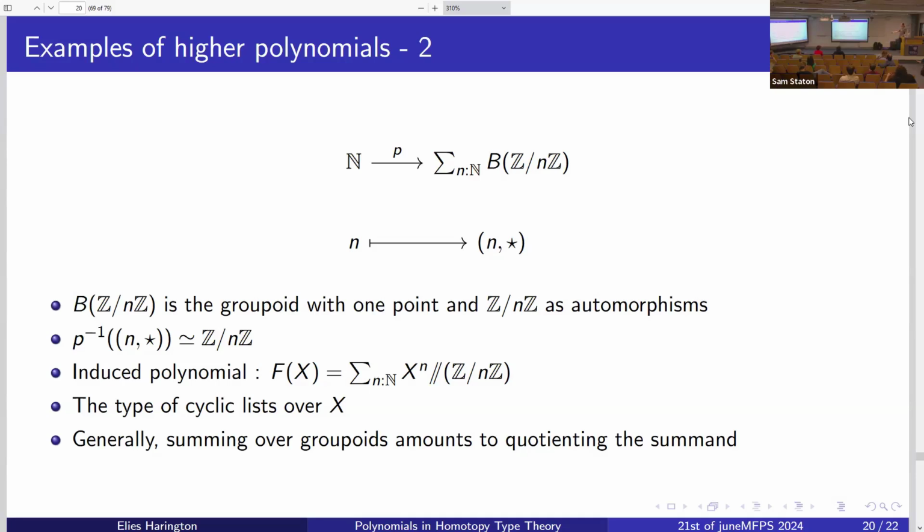And generally, there's a thing in higher category theory that if you sum over a groupoid, if you take a Grothendieck construction over a groupoid, it amounts to quotienting the summand by the action of this groupoid.